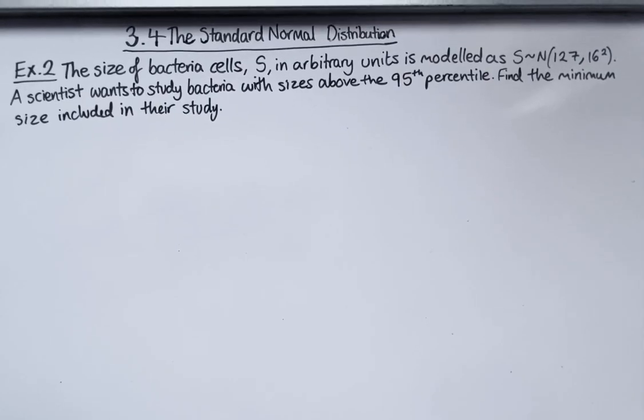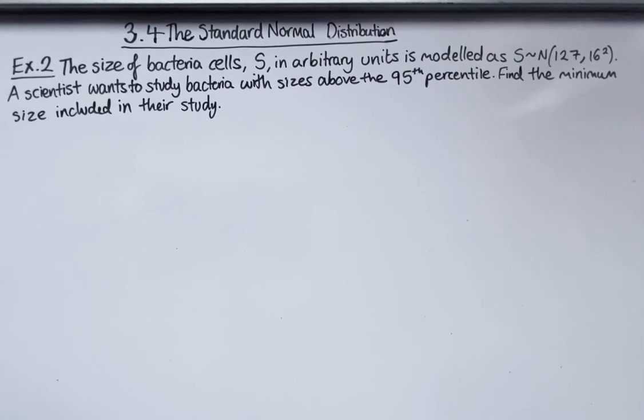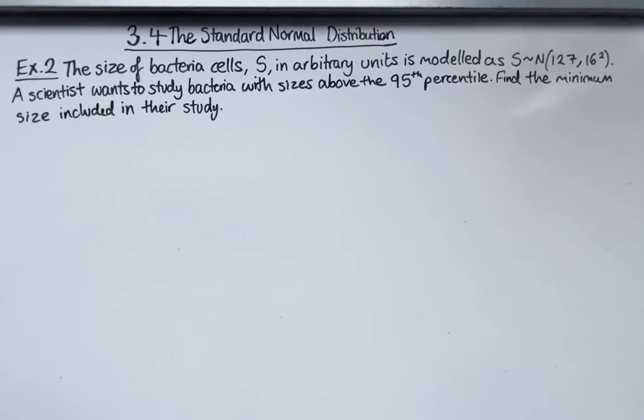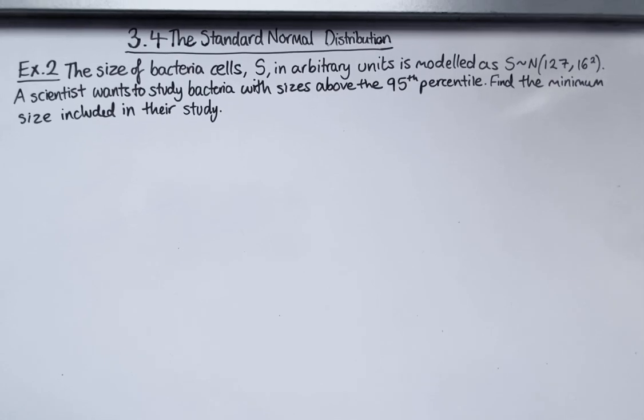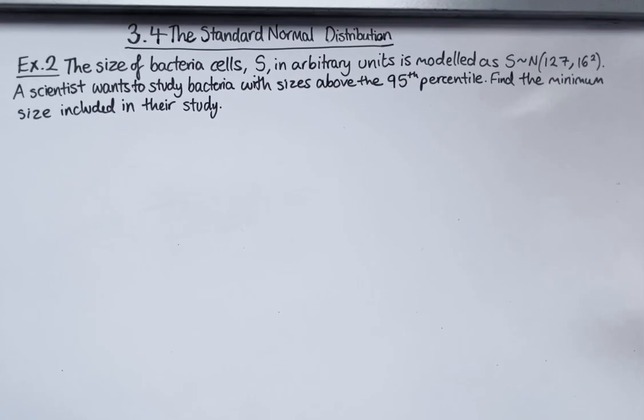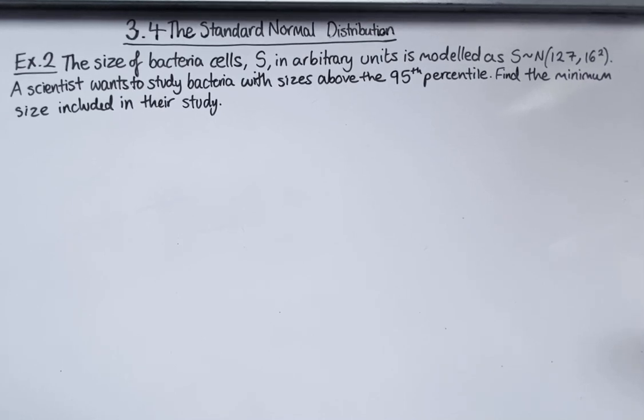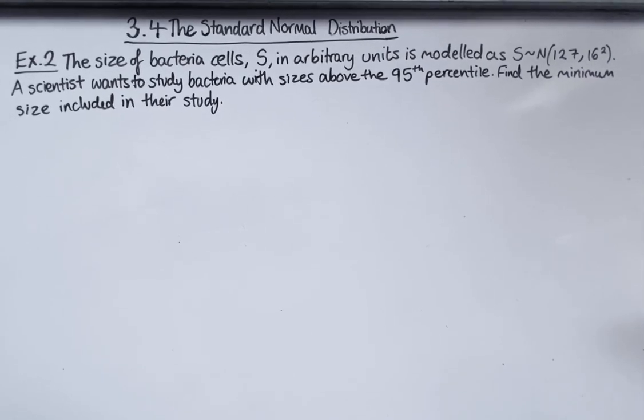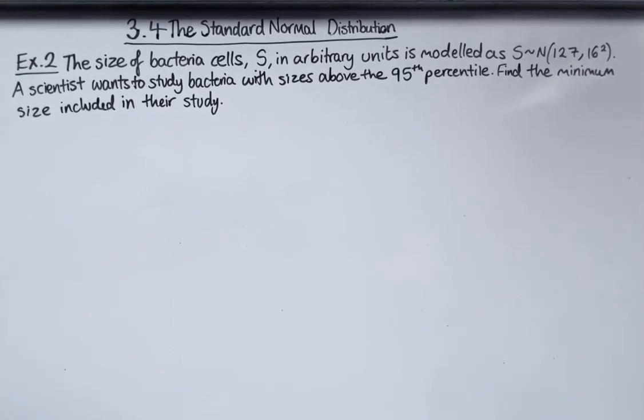Let's do one more example. The size of bacteria cells, S, in arbitrary units is modeled as S follows the normal distribution with a mean of 127 and a standard deviation of 16. A scientist wants to study bacteria with sizes above the 95th percentile. Find the minimum size included in their study.